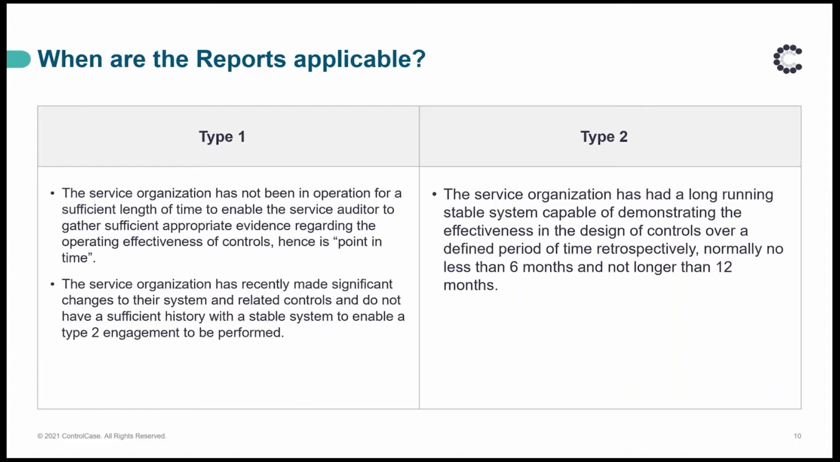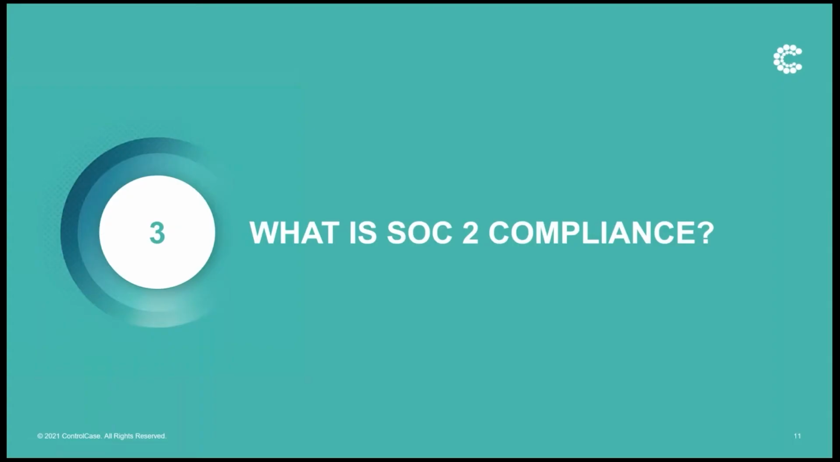The type 2 goes a step further and actually looks at the effectiveness of the design of the controls over a period of time. Now, this is always done in a retrospective manner, looking back for a long period of time, normally no less than 6 months and no longer than 12 months.